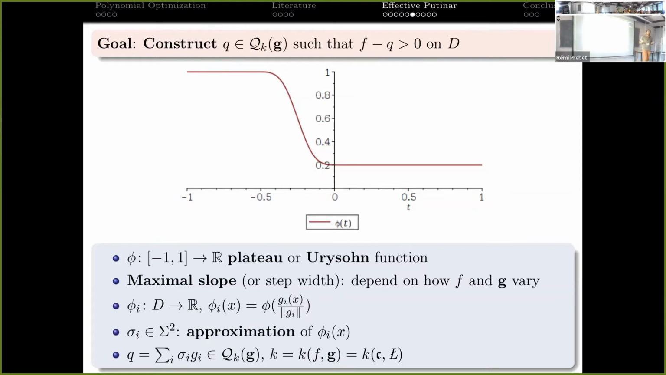Now, where is the geometry that I have explained before in this expression? It is in the dependence of k. K is the degree that we need, and it depends on the degree needed to approximate this function, more or less. And so the worse is the geometry, the smaller this step will be, and so this function will be steeper and steeper, and so it will be harder to approximate. You will need higher degree polynomials. So the worse is the Lojasiewicz exponent and constant, the higher the degree you need to approximate this function, the higher the degree will be in the effective Positivstellensatz.